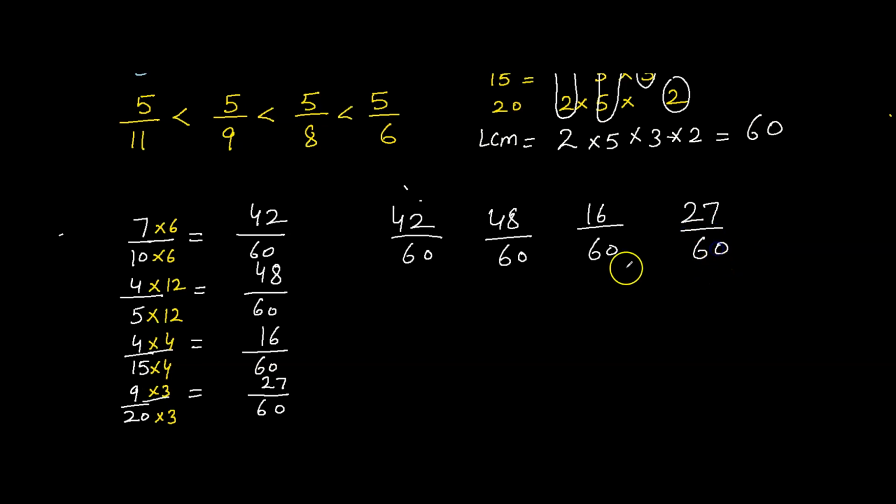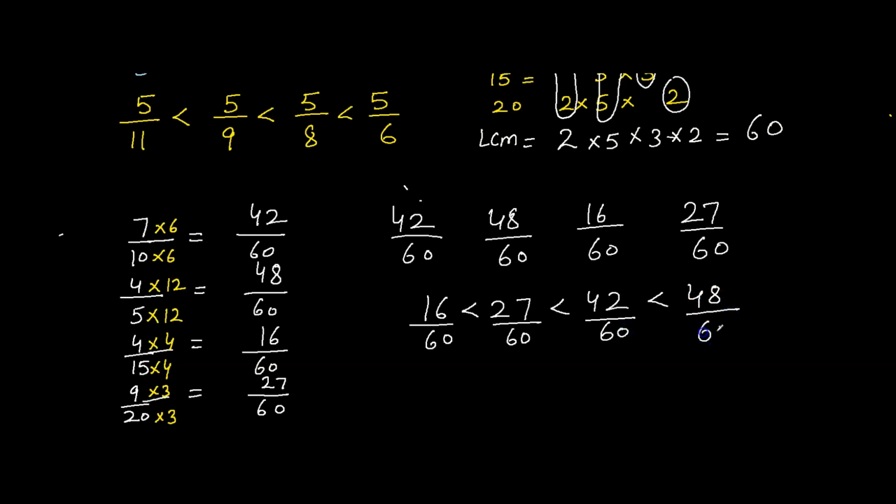Now let's order them from least to greatest. So we have 16 is the smallest, then we have 27, then we have 42, and then we have 48. In other words, 16 over 60, 27 over 60, 42 over 60, and 48 over 60.